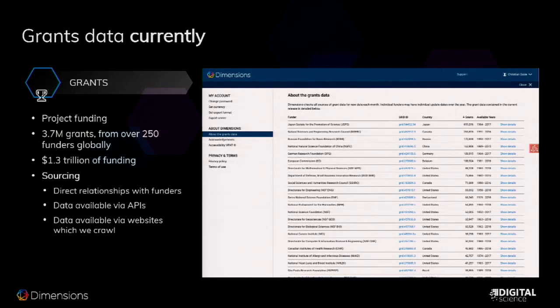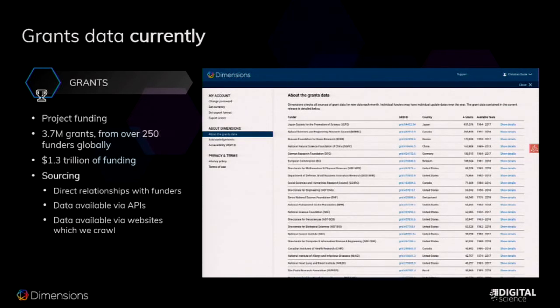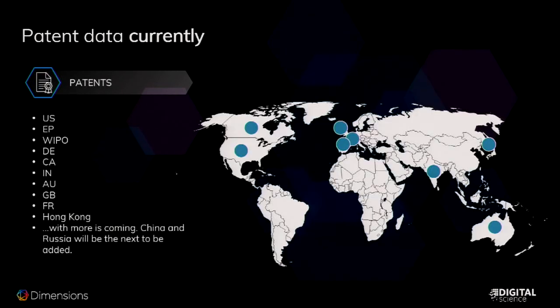We get this information 3 ways. One is we have a direct relationship with the funder, as was the case where I used to work. We get data that's available via APIs, and we crawl websites for grant data. And you can see a partial list of funders on the screen.